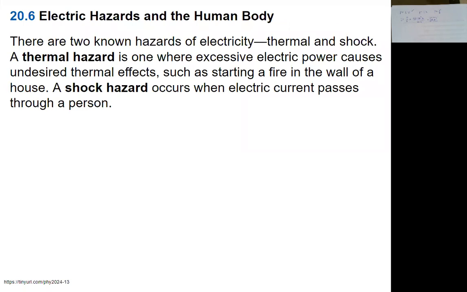Next, we'll take a look at electric hazards and our human body. I don't know if you guys have ever got an electric shock, but I had one very unpleasant experience when I was very little. Maybe I was 4 or 5 years old, but I put a metal push pin into one of the power outlets, and it was like, wow. I don't know how I survived, but I'm here.